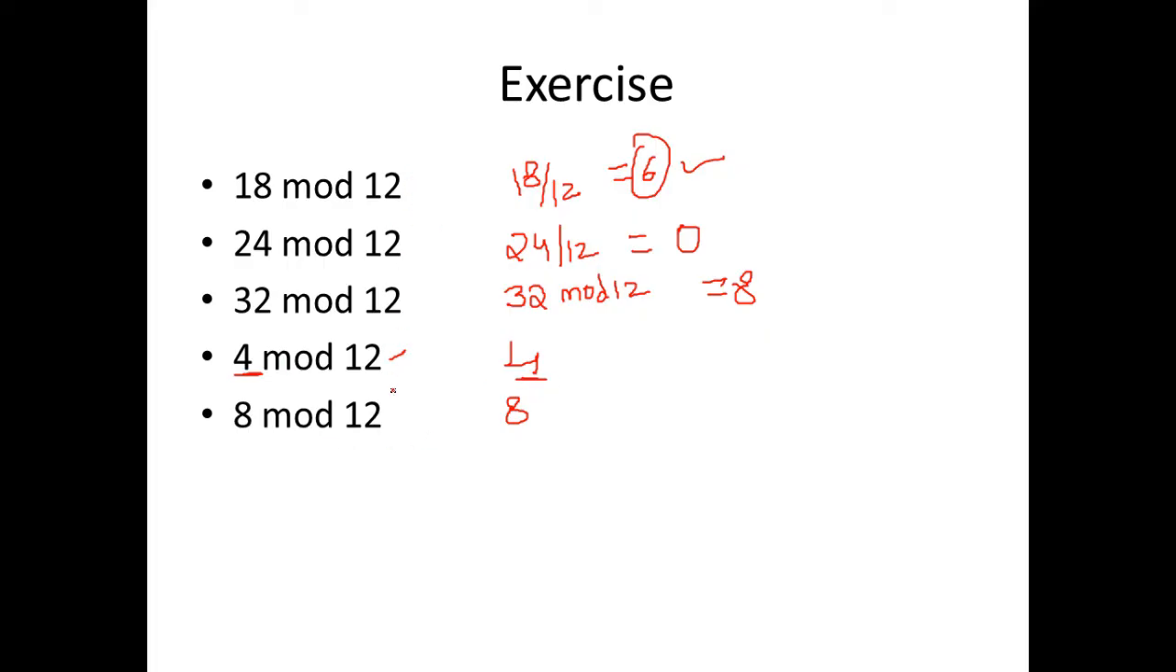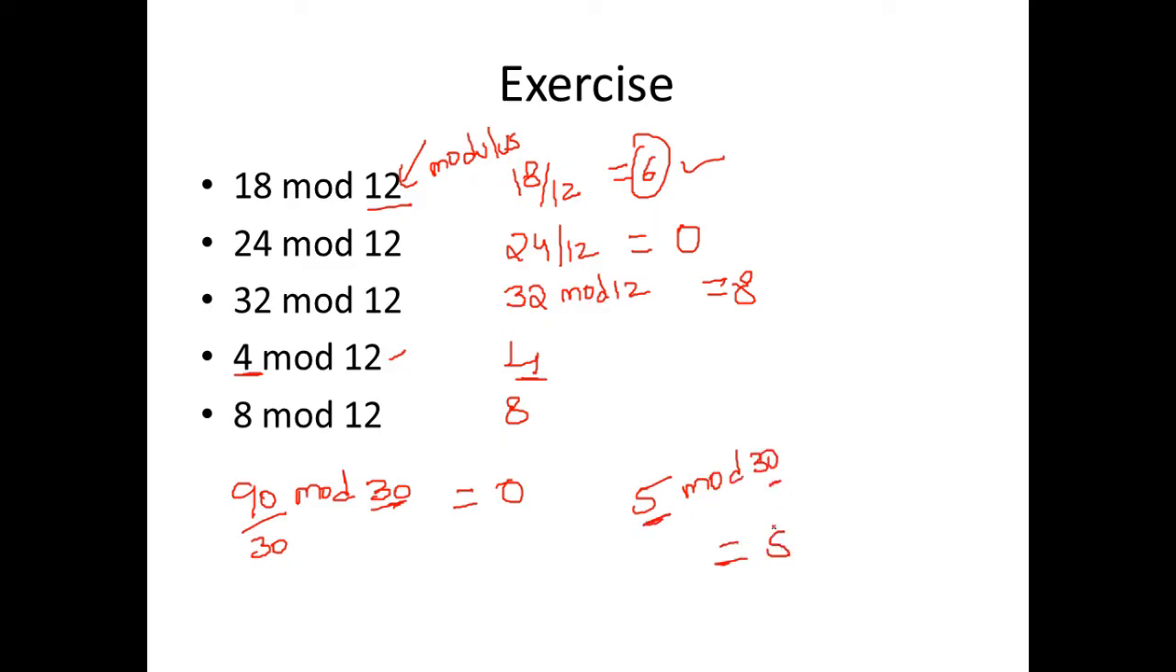Whatever example we have taken here is with respect to a 12-hour clock. The number here can be anything. This we call the modulus. For instance, 90 mod 30: we divide 90 by 30 and the remainder will be 0. If it is anything less than 30, say 5 mod 30, since this is lesser than 30, the remainder will be just 5. Please keep this in mind.